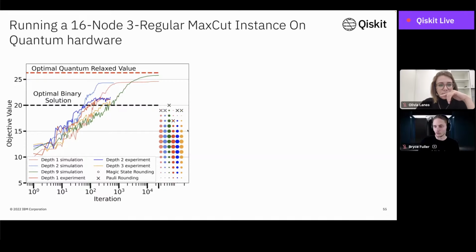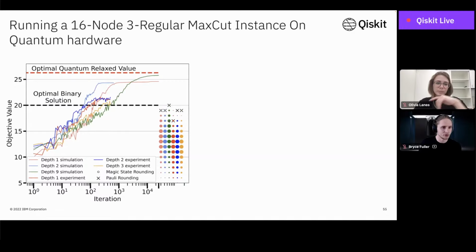And then over here, what you're seeing is a visualization of the results of rounding. Whenever I take the final state obtained from this run, I get something that's close to the optimal relaxed solution. And then you look at this green distribution, it's showing you the values that you obtain whenever you do magic state rounding on this. So I measure in the magic state rounding procedure many, many times, and I get some distribution over outcomes.